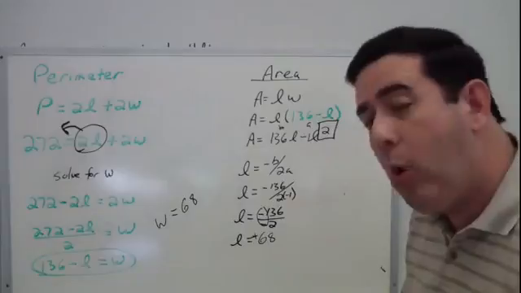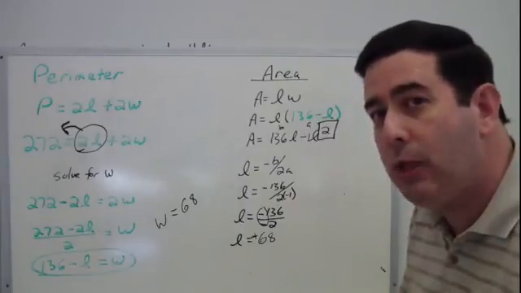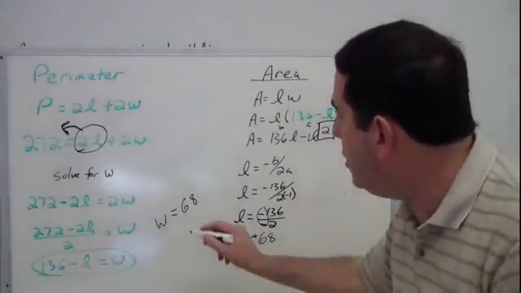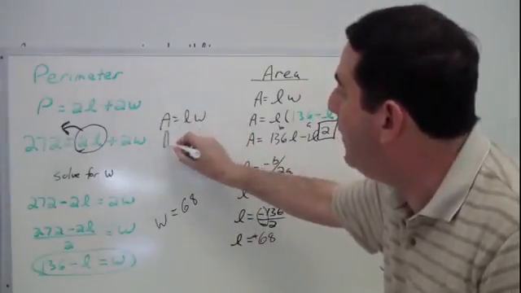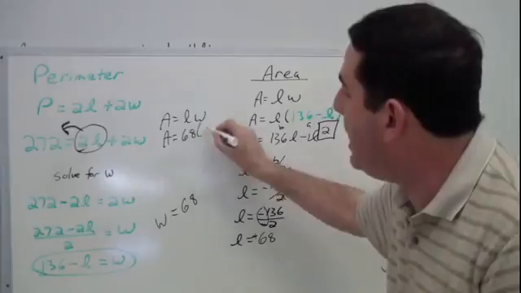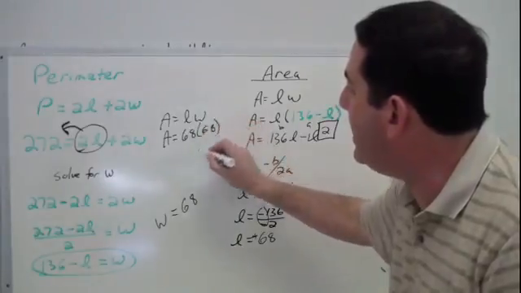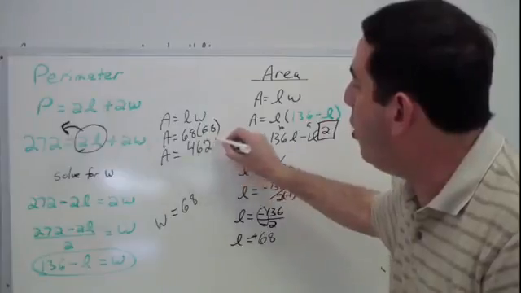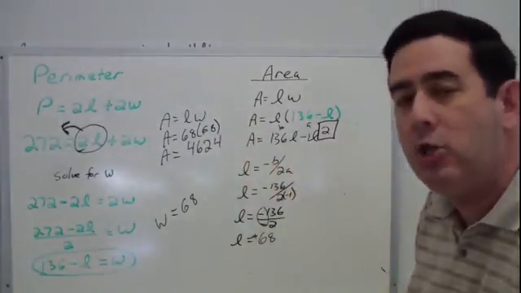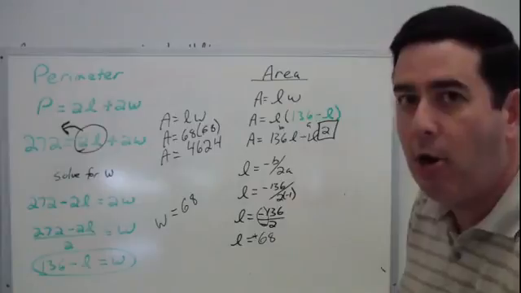Now, to figure out what the maximum area actually is, all you've got to do is the length times the width. If we do 68 times 68, the maximum area that we'll get is 4,624 square units.